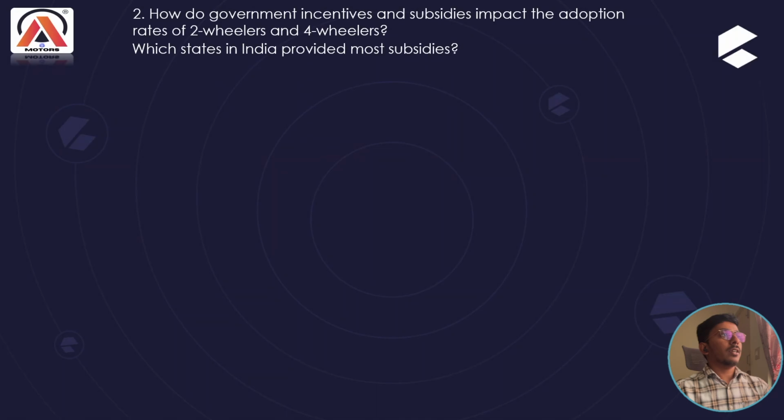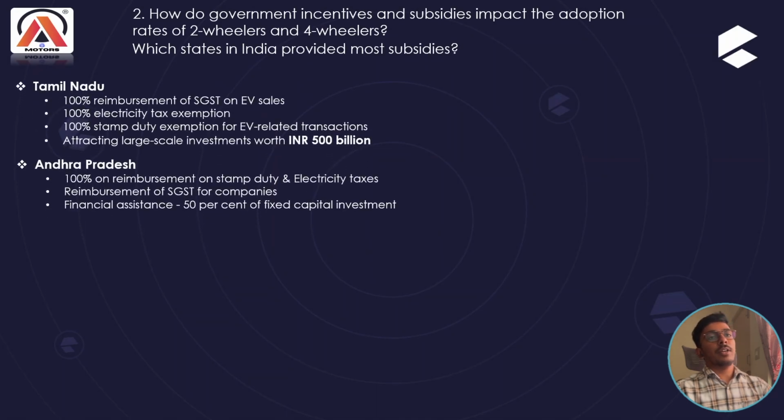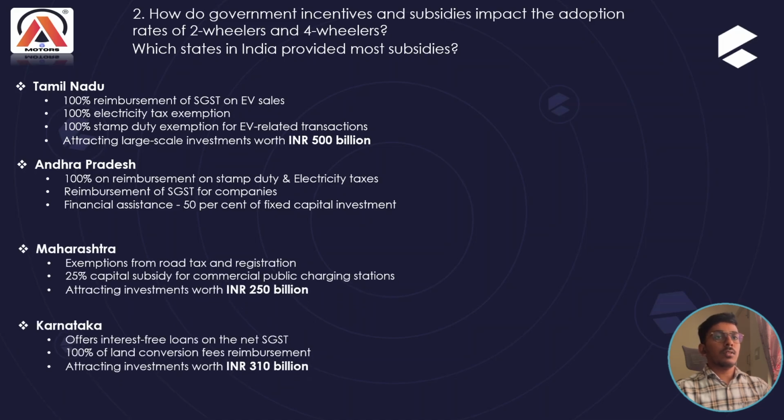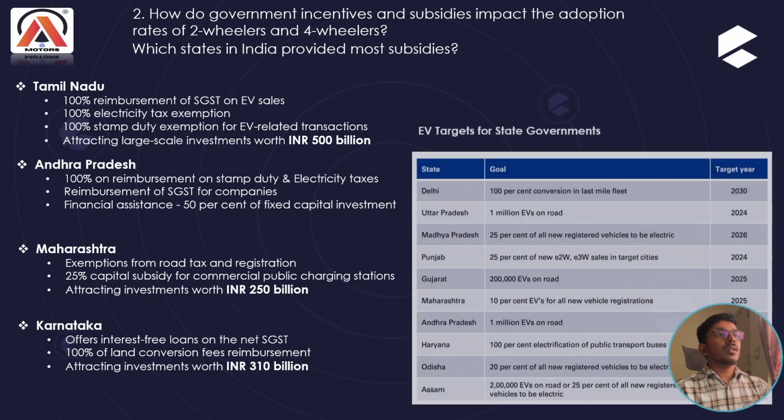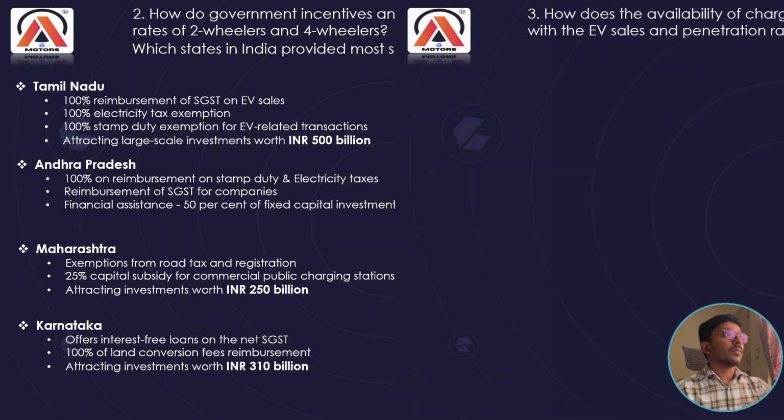Which state in India provides more subsidies? Below is the list of states providing more subsidies. States like Tamil Nadu and Andhra Pradesh were focused on the supply side with incentives like 100% reimbursement on stamp duty, electricity, and SGST. States like Maharashtra and Karnataka were focused on consumers, offering exemptions from road tax and registration, and interest-free loans. So this is the list of state-wise targets in EV sales across India.